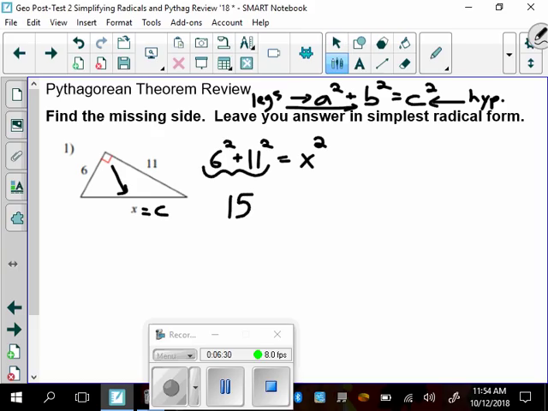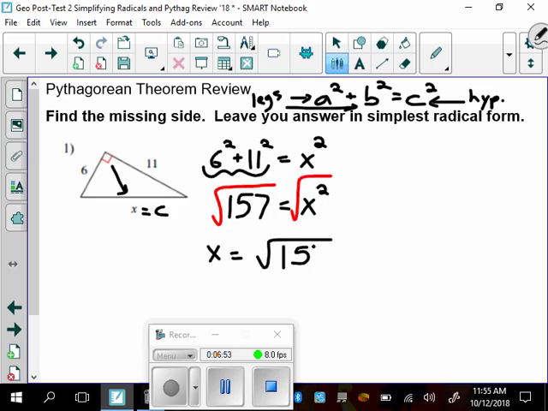So 157 equals X squared. If we want to get rid of a squared or we want to undo it, we will square root both sides. Technically, there would be a plus or minus in front of this square root, but because we're talking about the side of a right triangle, we ignore the negative because you can't have a negative distance. So I end up with X equals the square root of 157.